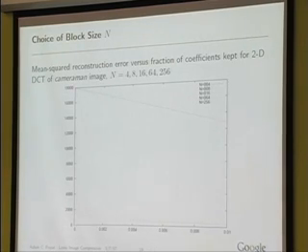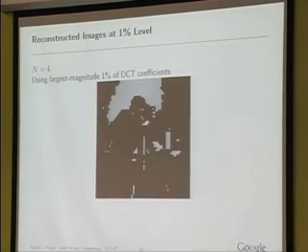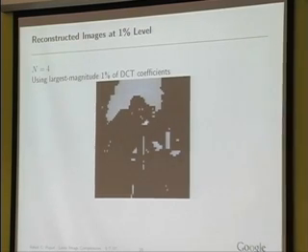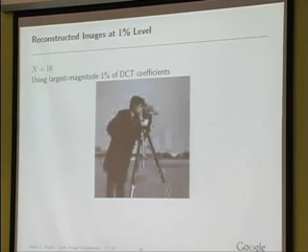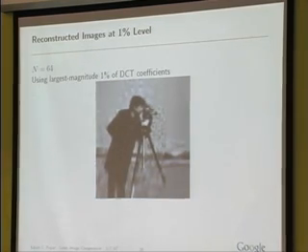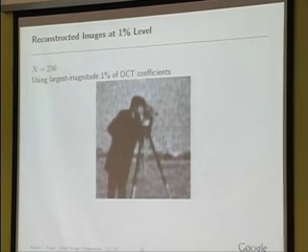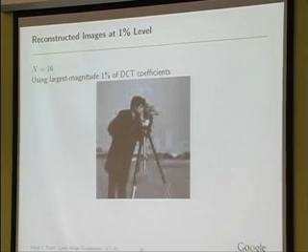Now, it's a fact that JPEG doesn't use very big blocks. It uses 8 by 8 blocks. So we're going to try to figure out why that might be. Let me first show you the result of reconstructing using 1%. So that was at the right-hand endpoint. That's using 1% of the coefficients when n equals 4, n equals 8, n equals 16, n equals 64, n equals 256. Okay. So we can see that it starts to get interesting at n equals 16 or so.